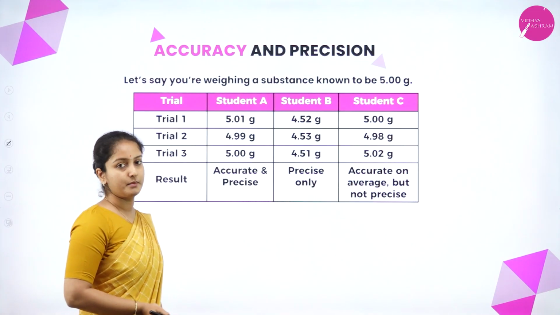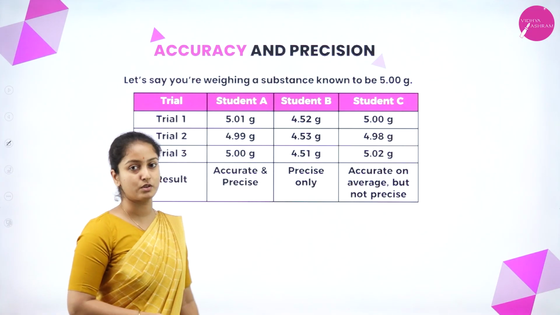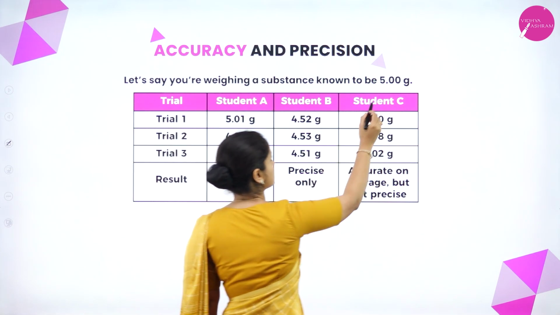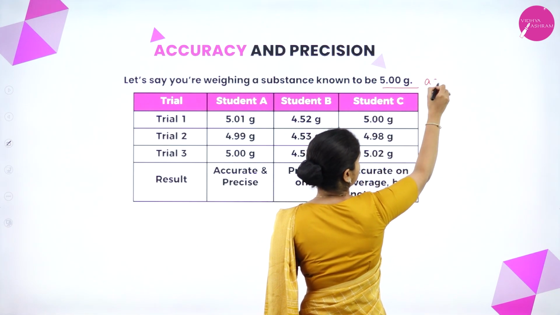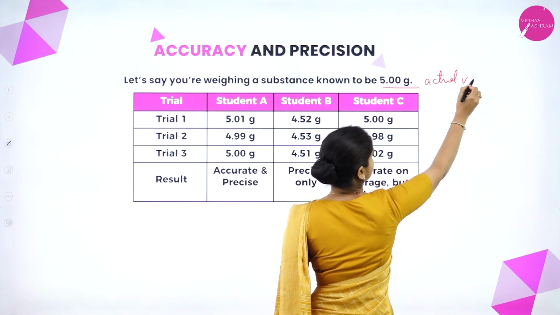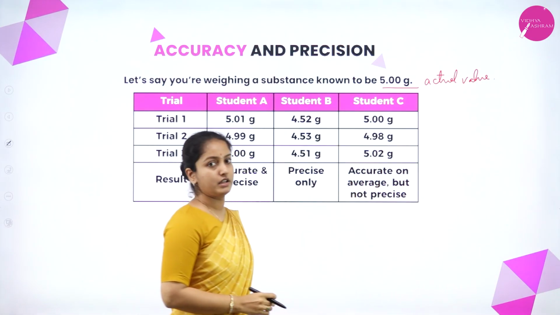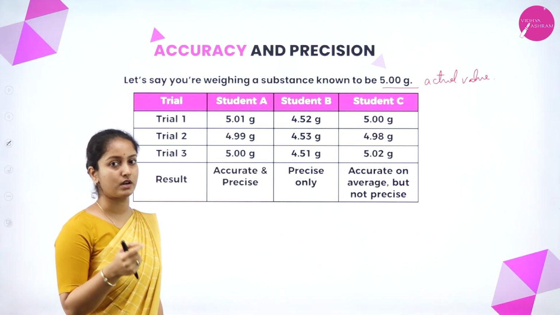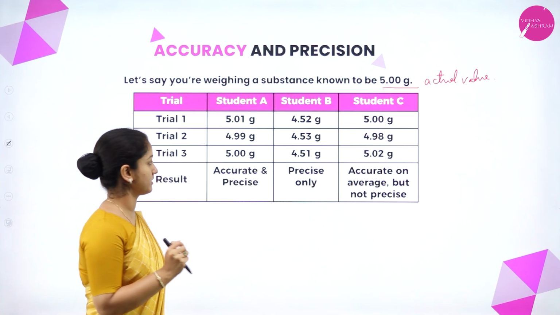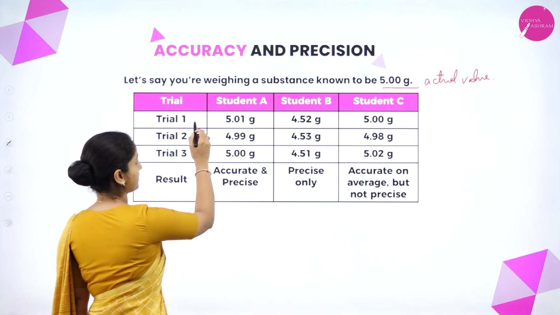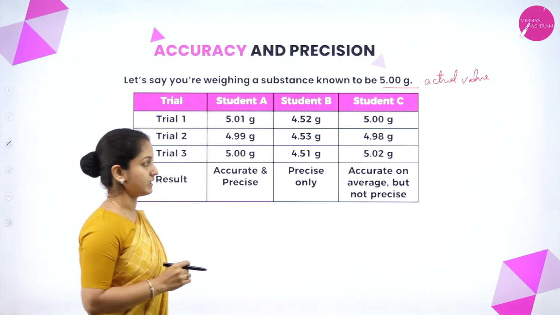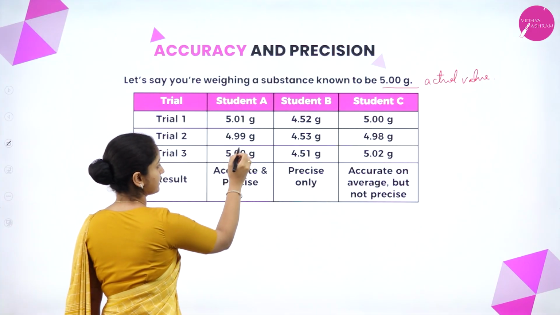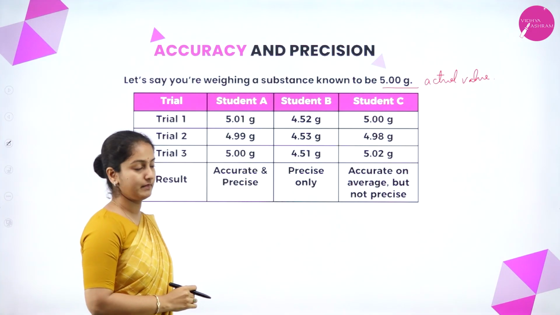Let's say you are weighing about 5.00 grams of a substance. So that 5.00 gram is said to be the actual value that is to be weighed. Now there are 3 students who are going to take 3 trials. We'll see what measurements they have got. So for student A, from trial 1, trial 2 and trial 3, he has arrived at 5.01 grams, 4.99 grams and 5.00 grams.